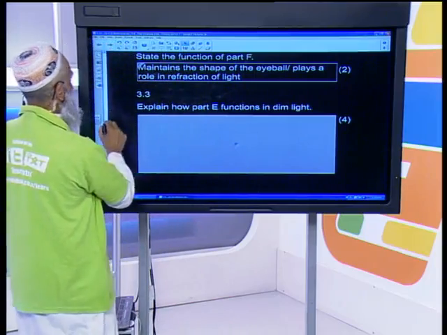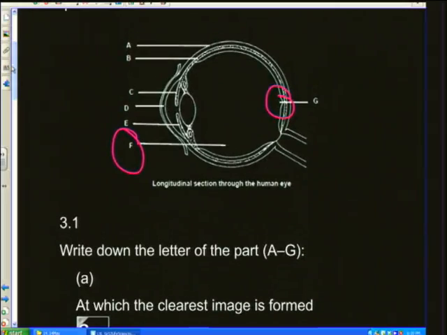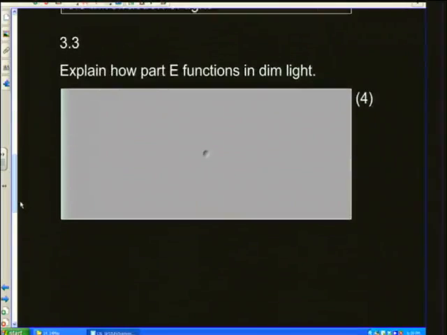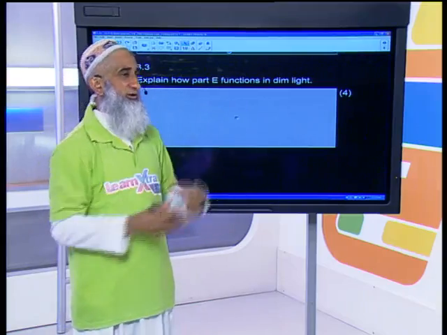Explain how part E functions in dim light, and part E is the iris. The iris has 2 muscles. Can anybody name them for me? Radial and circular muscles, right? But before we go to the answer itself, if it's dim light, must the pupil be wider or narrower? Wider. It must be wider to allow more light to come in. Good, excellent. You notice how quickly you can make a mistake with this.